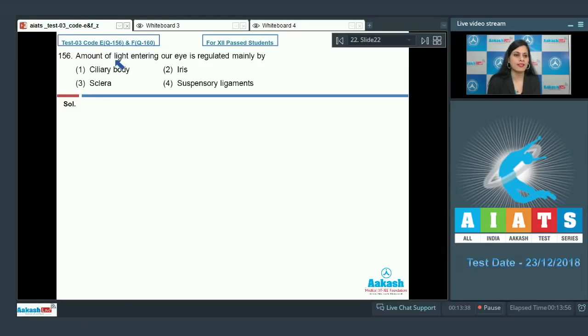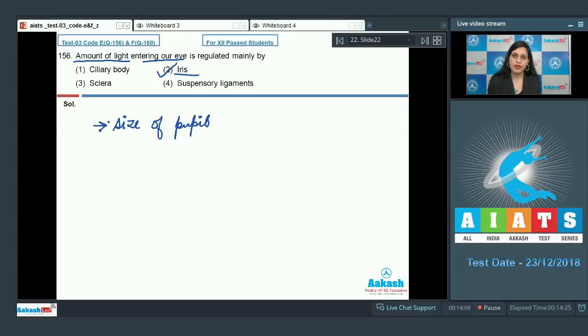Question number 156. Amount of light entering our eye is regulated mainly by, and this is a direct question, and the correct answer to this question is option number 2, that is iris. It is iris which regulates the amount of light entering our eye by regulating the size of pupil.